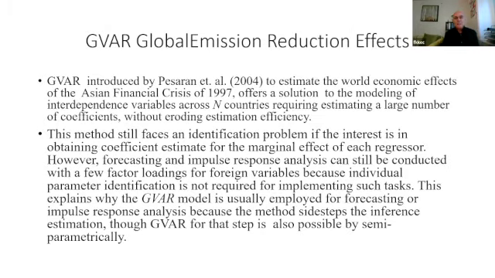GVAR was introduced in Pesaran in 2004 to estimate the world economic impact of the Asian financial crisis of 1997, and offers a solution to modeling the interdependence of variables across n countries, requiring estimating a large number of coefficients without, however, eroding estimation efficiency, by relying on the generation of star variables through, for example, principal components, a number of orthogonal principal component variables.